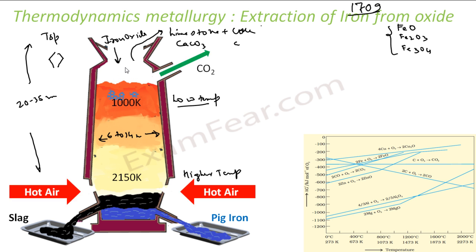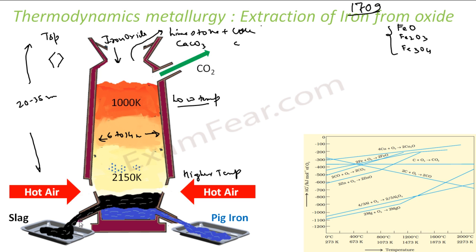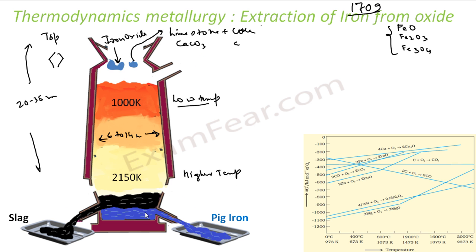Here the blue one is my iron oxide plus calcium carbonate and coke. All these three are mixed and dumped from the top. And the pig iron is collected. The blue one is the pig iron, and the waste is slag. It is collected on the right hand side. The slag is lighter than pig iron, so it floats. Actually, this is all liquid, because at this temperature pig iron, slag, everything is in liquid form.